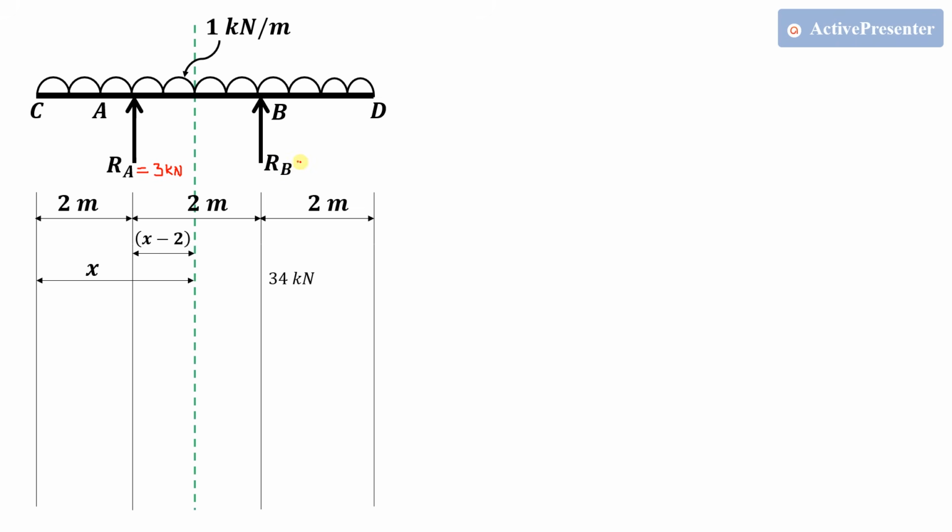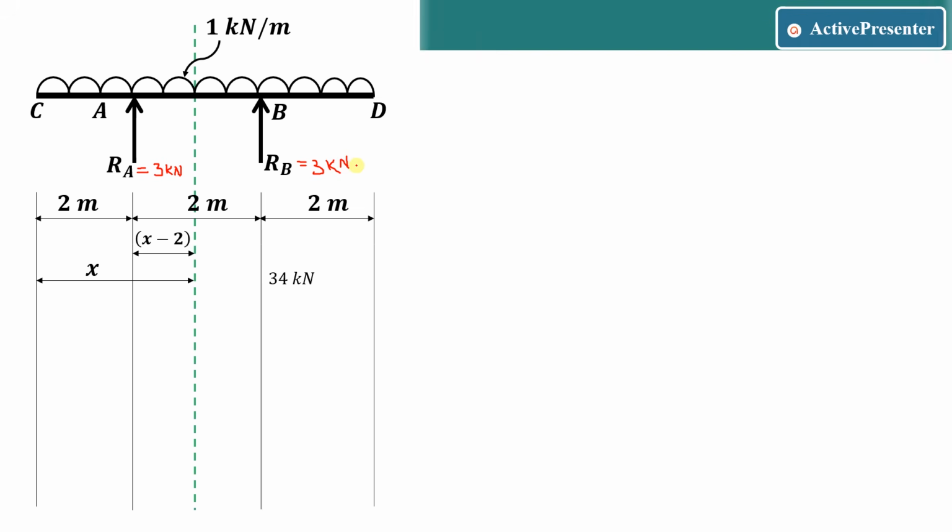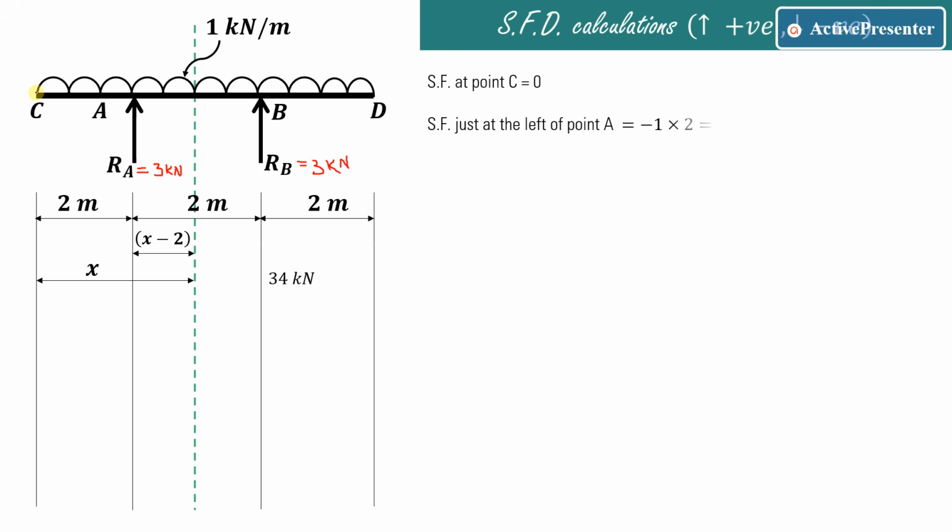Then Rb, which we have obtained, is also 3 kilonewton. Now let us start with our shear force diagram calculations. Shear force at point C will be 0 because there is no point load, and this is just the start of the u.d.l., so there is no length of the u.d.l. So at point C no load is acting, so shear force at point C is 0.